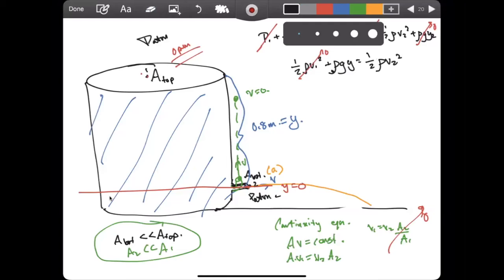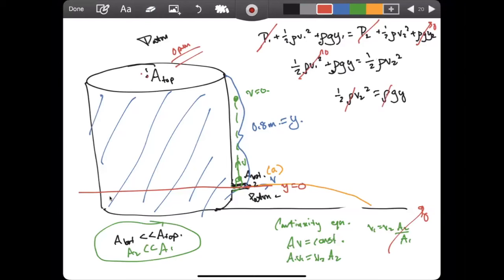So at the end of the day, what I get is now that 1/2 the density times velocity V2 squared is equal to simply the density times g times y. But now the densities cancel, so I don't care about the density. And now solve this for V2. So finally I get V2 is equal to the square root of 2gh, or 2gy, right? Same thing we get with simply conservation of energy.